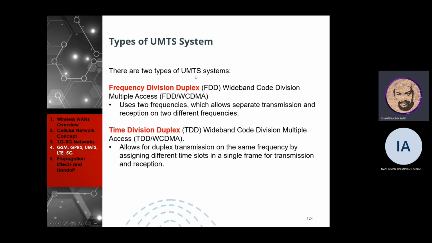So ada two types of UMTS system. Frequency Division Duplex, FDD. Okay. So wideband code division multiple access FDD under WCDMA. So it uses two frequencies, which allows separate transmission and reception on two different frequencies. And another type is Time Division Duplex ataupun TDD. So under TDD under WCDMA, it will allow for duplex transmission on the same frequency by assigning different time slots in a single frame for transmission and reception.